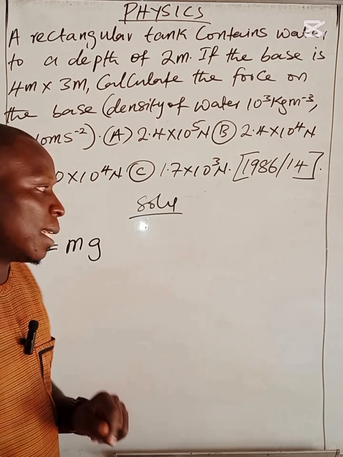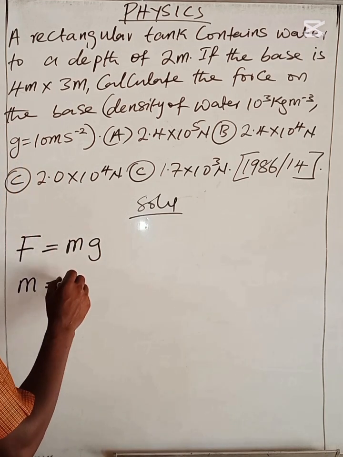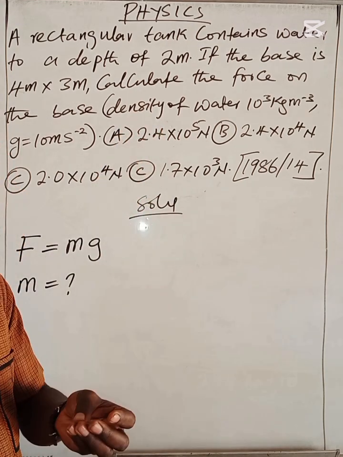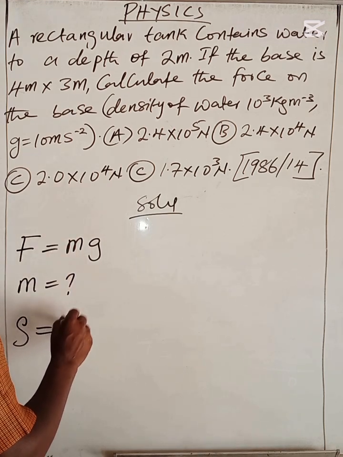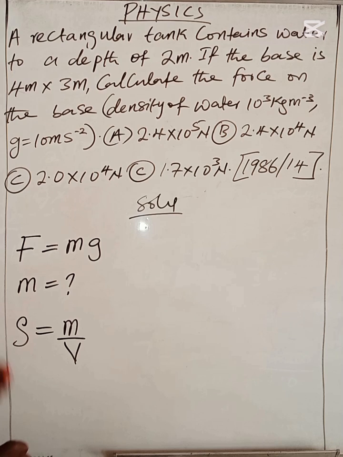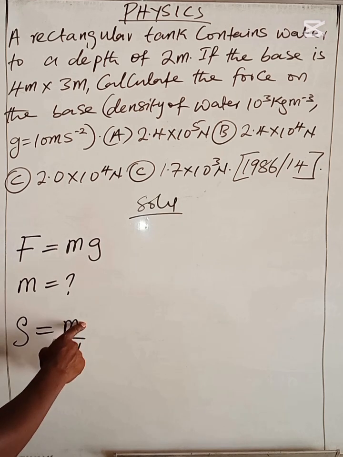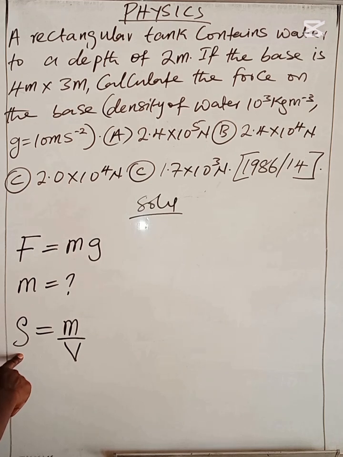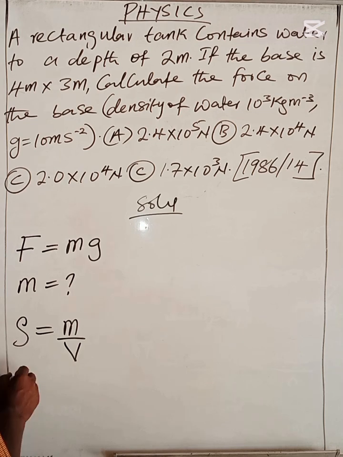Now, the problem here is that we don't have mass. So we are going to look for mass. And since we have density, there's a relationship between density, mass, and volume. So we are going to use density equals mass over volume. We have the density of water, but we don't have the volume of water, so that takes us into another problem. Therefore, we are going to look for volume.